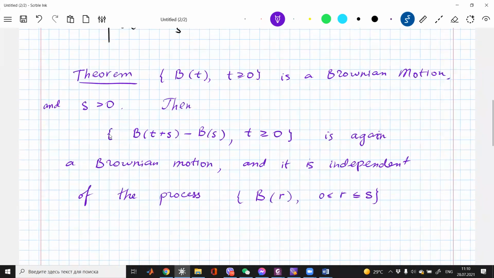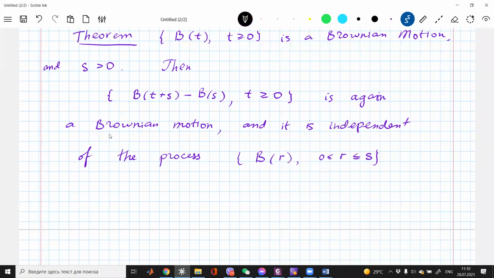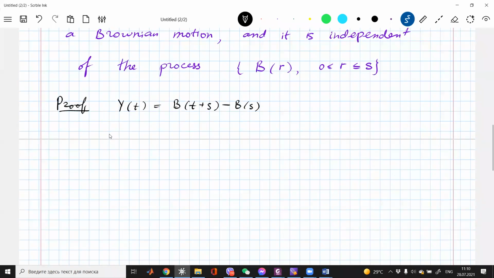So let us prove this theorem. All we need to check is, first, that the new process is a Brownian motion, and second, the independence. Let me denote the new process by Y_t equal to B_{t+s} minus B_s. Recall our definition of Brownian motion from the previous lecture, where we stated the properties under which a process is a Brownian motion.